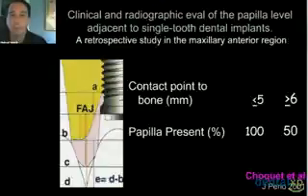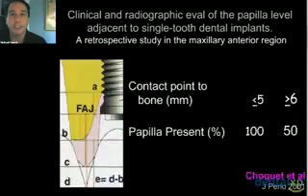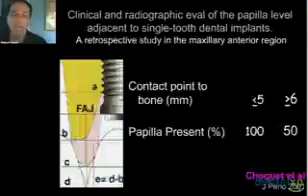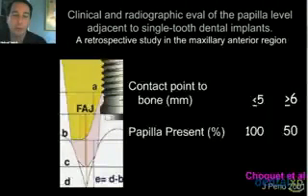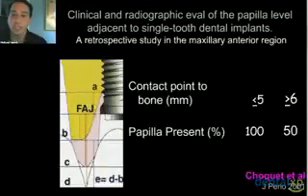Choi in 2001 looked at the distance of contact point to bone with implants. And in this case, we have an implant next to a natural tooth. We found something very similar. When you have bone next to an implant along a natural tooth, the position of the bone on the natural tooth will help determine whether a papilla will be present. If the distance from the bone on the natural tooth next to the implant to the contact point between the implant and the natural tooth is 5 millimeters or less, a papilla was present almost 100% of the time.